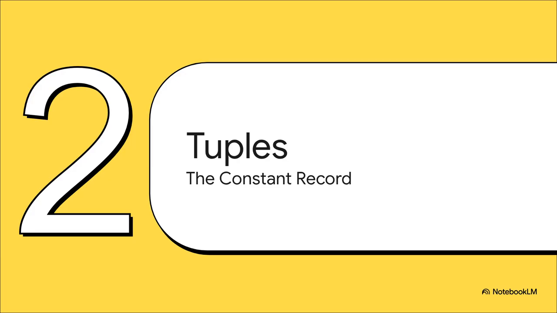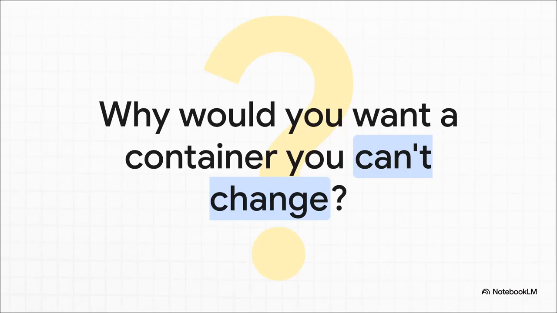All right, so we've got a handle on data that's supposed to change. But what about the opposite? What about data that absolutely positively must not change? For that, Python has another tool for us, tuples. And you might be thinking, hold on, why would I ever want a container I can't change? I mean, lists are so flexible, right? It totally sounds like a bug, not a feature. But trust me, it's actually a superpower.